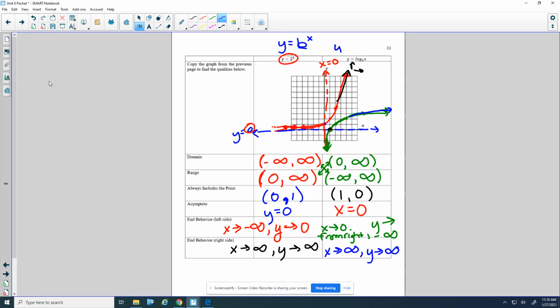Just to add a little bit extra, no matter what base I use with those same rules of being greater than 0 and not equal to 1, the log graph would have these same qualities. It would be in slightly different points and stuff, but it would have those same basic qualities for the parent function.